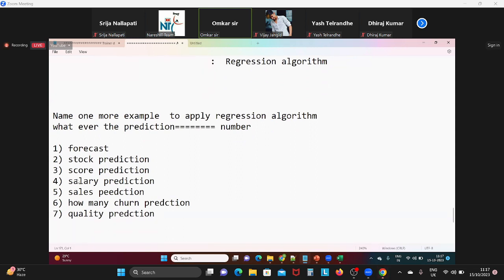So everything is a different field or not. Weather forecast is agriculture, suppose. Stock prediction is finance. Score prediction is gaming. Salary prediction is for general employees. Sales prediction is commerce, e-commerce, business. Churn prediction is, again, companies. Quality prediction might be an automobile, a car, or a drug, or whatever it is. There are so many companies involved in this. That's why every company requires a data scientist.